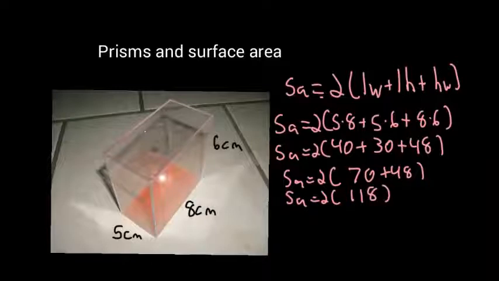So I would do 2 times 118. My surface area would equal 2 times 8 is 16, carry the 1, so that would be 3 and 2, so that would be 236 centimeters squared. Oh, wait, not squared. Yeah, squared, because it's area. Area is always squared, so it's 236 centimeters squared.